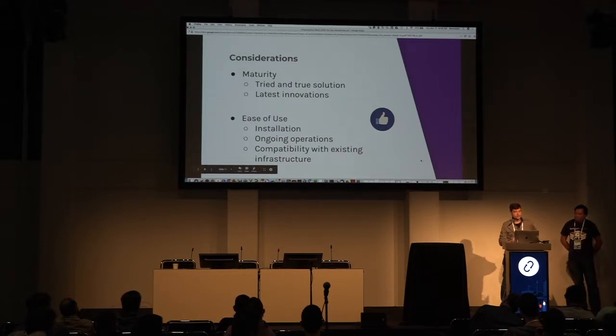And then finally, ease of use is if you already have an HSM, for example, you may really want to have a secure storage plugin that's compatible with your existing infrastructure. And that would be easier for you to use, so another consideration.